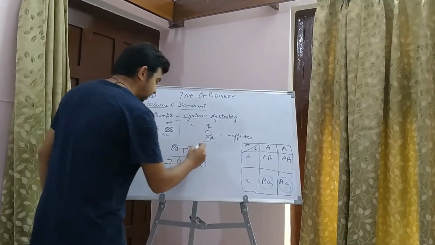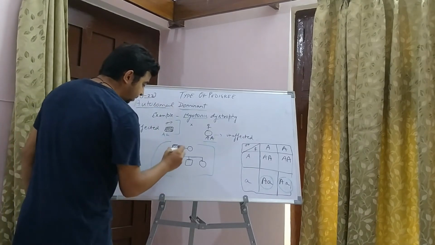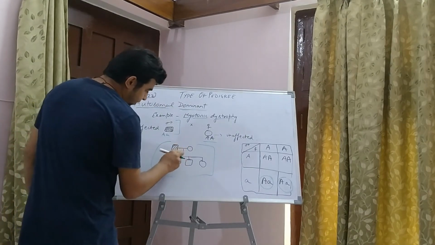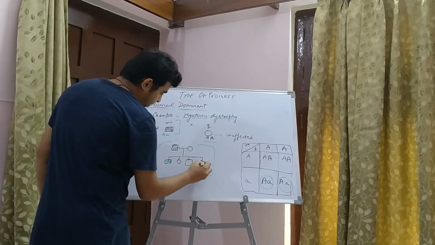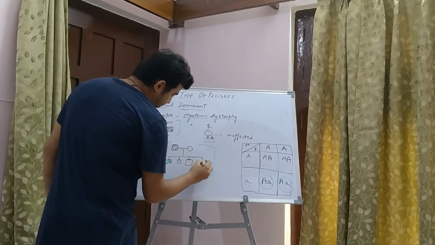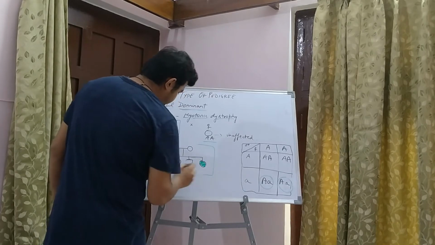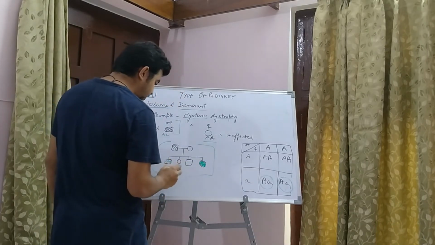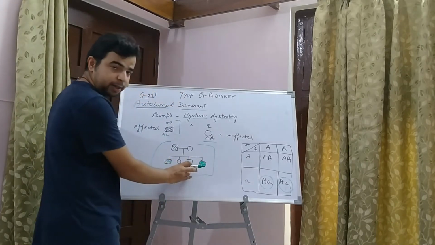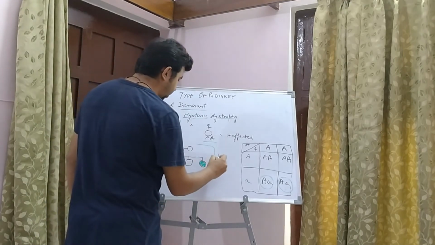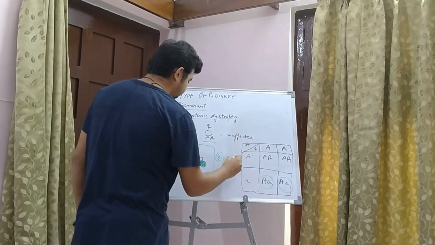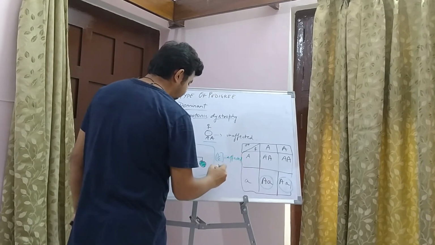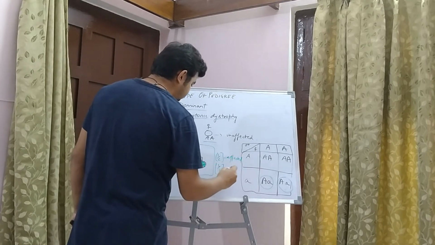So here we can see the symbolic representation that half of the progeny are affected. These shaded ones are affected individuals and these two are unaffected. So half affected, half unaffected.